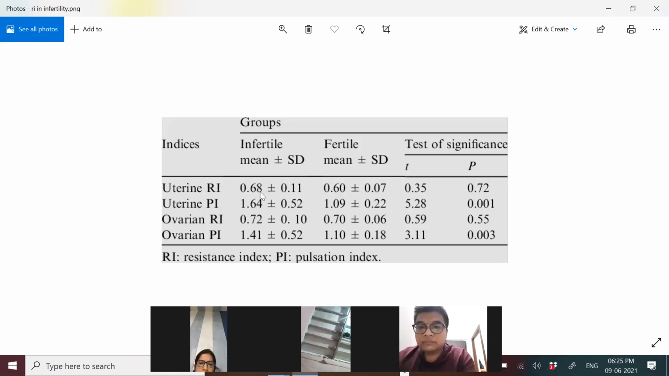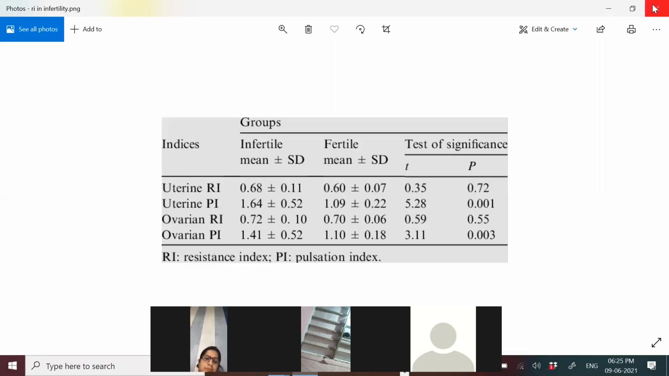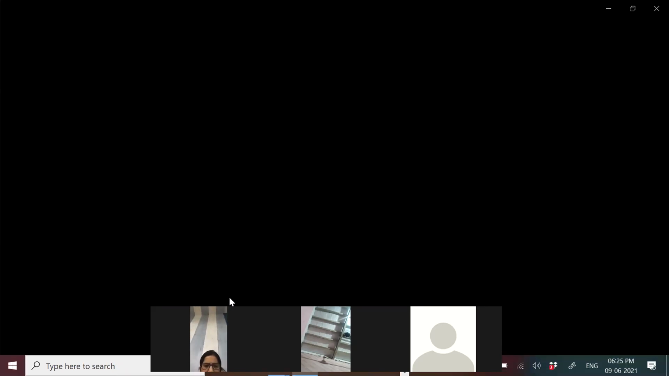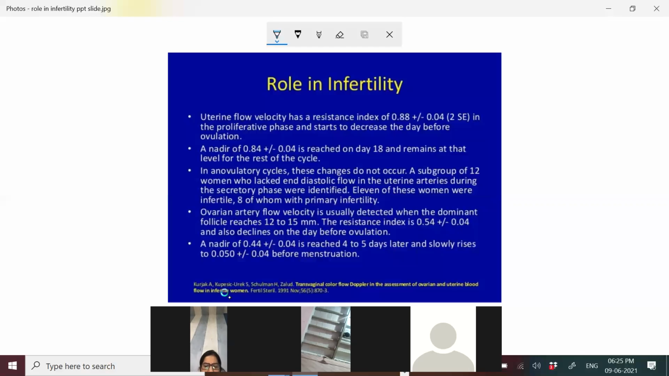So this is the role. This way you have to see for this uterine artery, and this way you have to see for this resistive index. So remember, if it is increased above 0.60, it means that you are dealing with a high resistive index, which means that the low diastolic flow is there in the uterine artery, which can be the cause of the infertility. Not only in infertility, but the uterine artery.